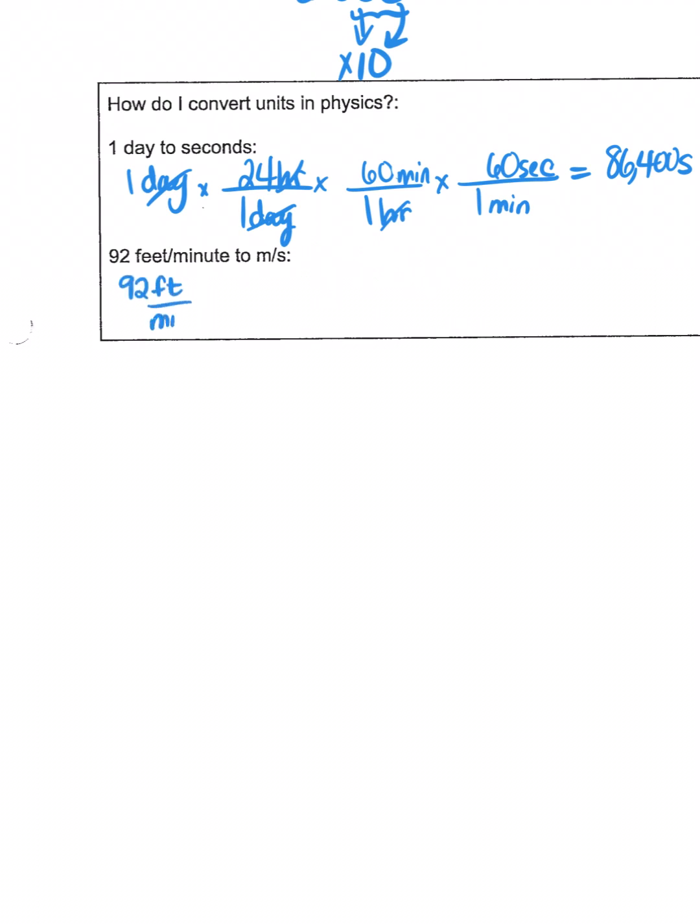How about 92 feet per minute to meters per second? 92 feet per minute. We want to go from feet to meters. We can go from feet to inches. Actually, we could go from feet straight to meters, couldn't we? We've got that. 0.3048. So 1 foot, 0.3048 meters. And now we got to get rid of minutes by saying 1 minute is equal to 60 seconds. We're going to take this and multiply across the top, divide across the bottom, and we end up with 28.04 meters per second. Okay? That is how you do it.